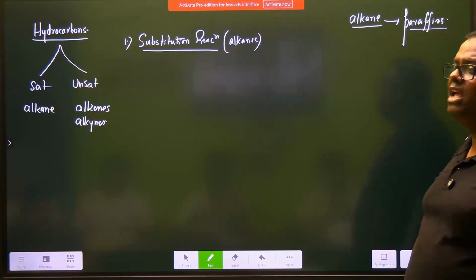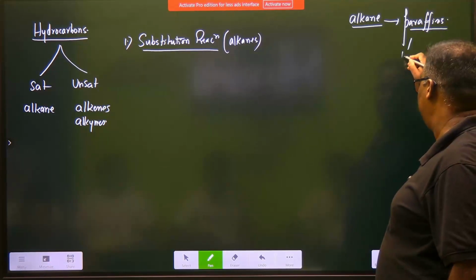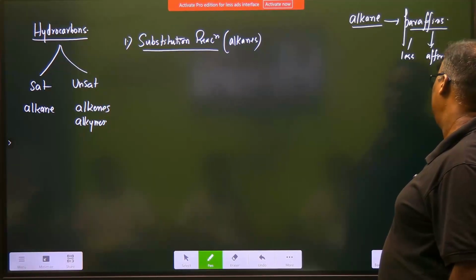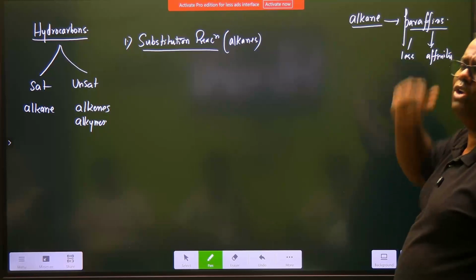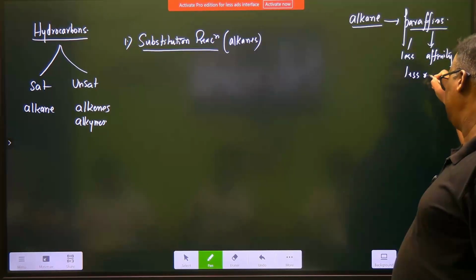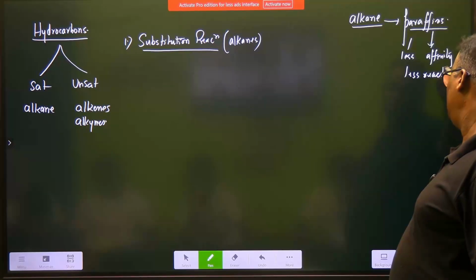Paraffins. Para means less. Affins means affinity. Affinity means affinity for anyone. That means in other words, these are less reactive. No chemist will like it.